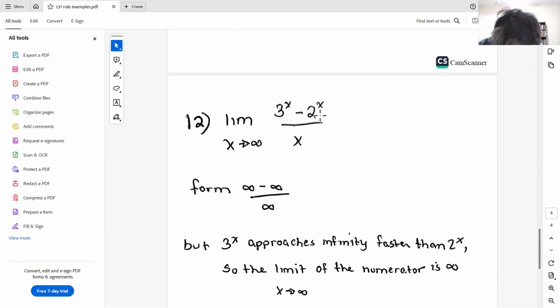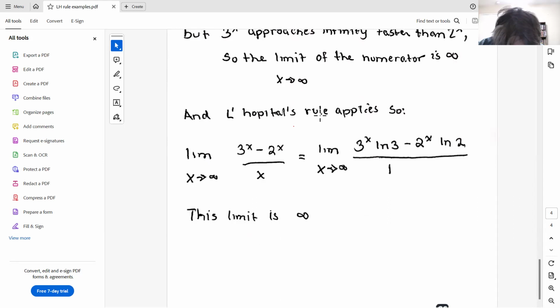And we have infinity over infinity. So we get the limit as x approaches infinity. Here, I'm going to take the derivative, and I'm going to get 3 to the x natural log of 3 minus 2 to the x natural log of 2 over 1. And this limit is infinity.